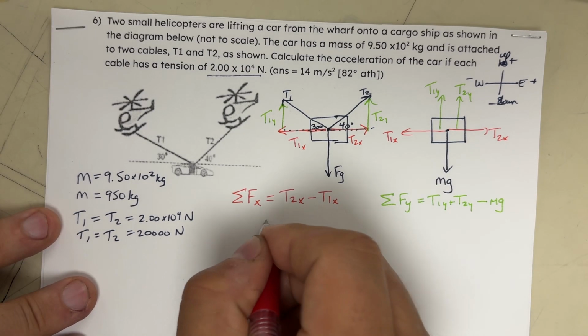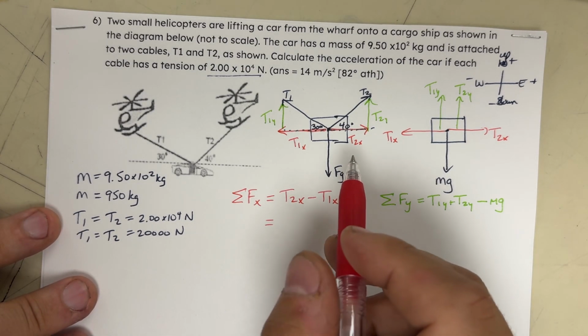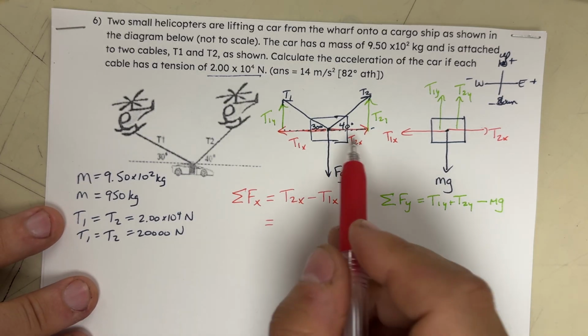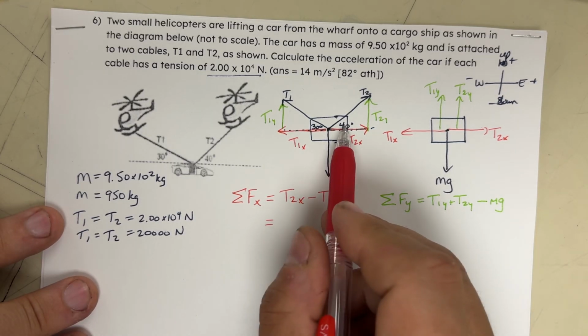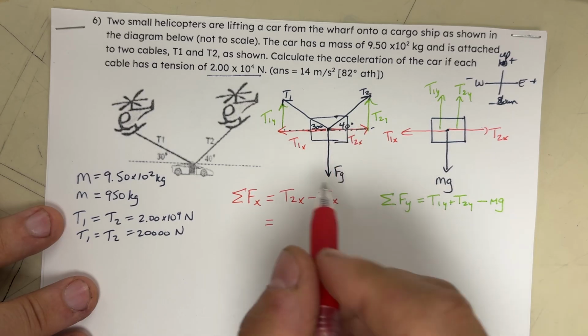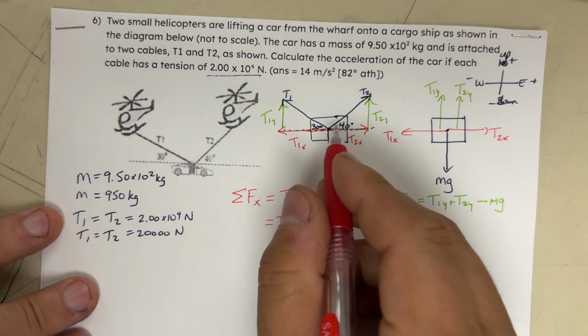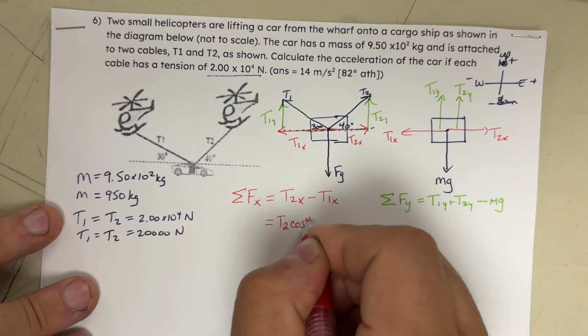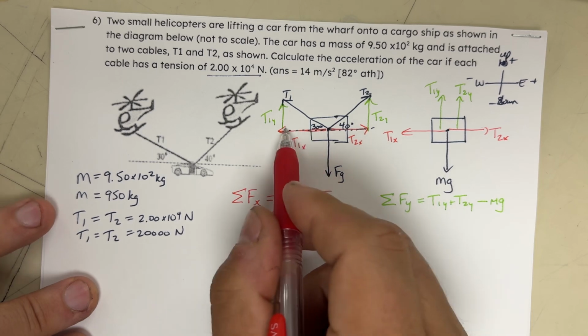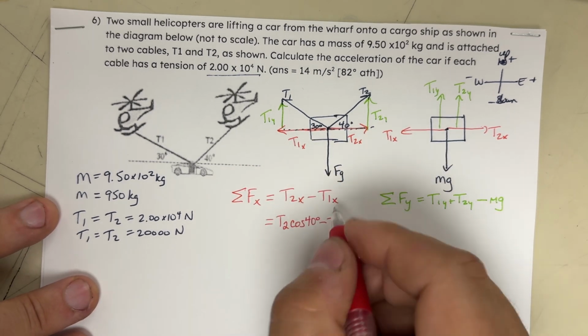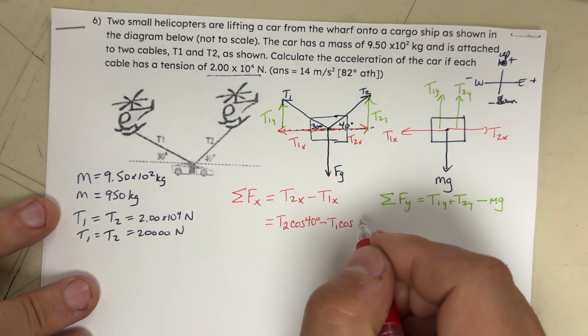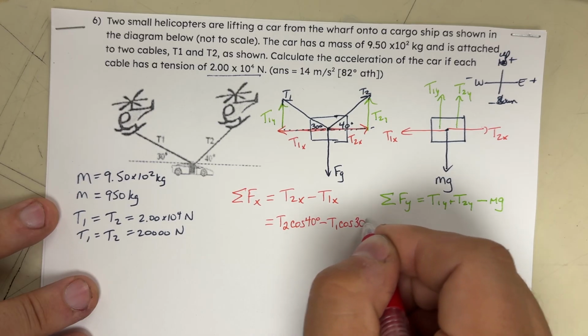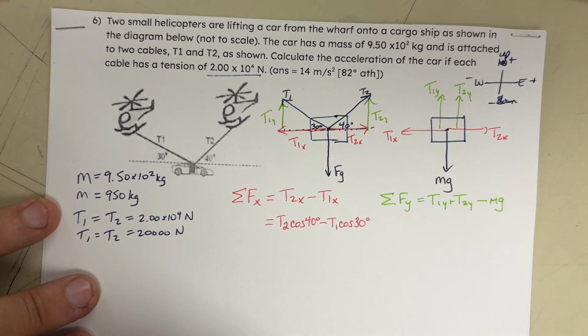Once I've set that up, I have to figure out what these little trig ratios are going to be. So if I look at T2x here, I can see that it's going to be T2 cos of 40, and I'm going to subtract T1 cos of 30 right here.